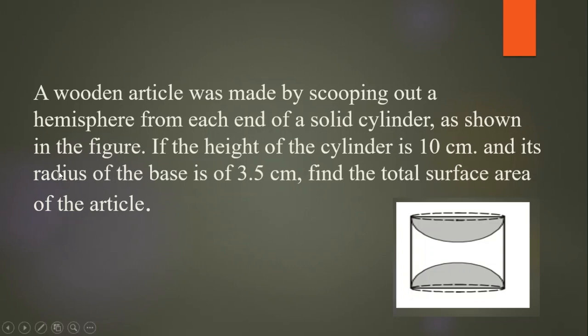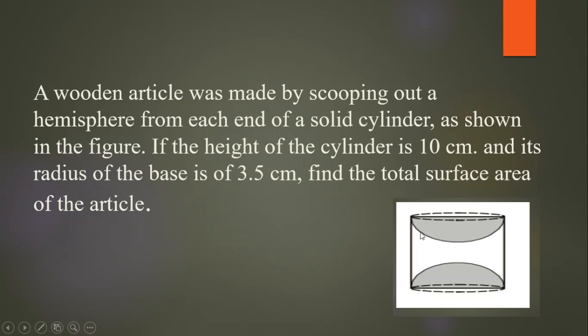Basically it was looking like a cylinder. To prepare that particular article, two hemispheres were scooped out from either end, this side one hemisphere and that side one hemisphere. So finally the shape of that particular wooden article will be looking like this.